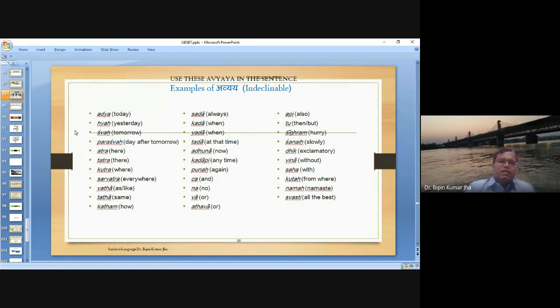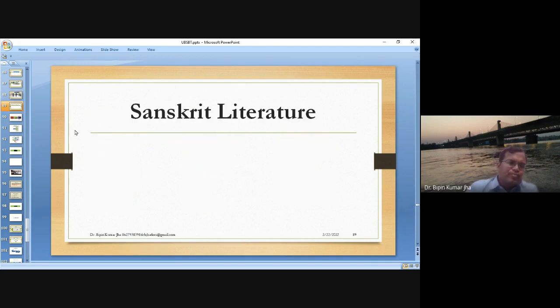So these are the things. Examples of indeclinables are given here. That will be very helpful while you are creating sentences. For example, adya, hyaha, swaha, paraswaha, atra, tatra. English meaning is given in the bracket. You can understand easily. So sarvatra, yatha, tatha, katham, sada, kada. You can use them while you are creating sentences or you are learning something.